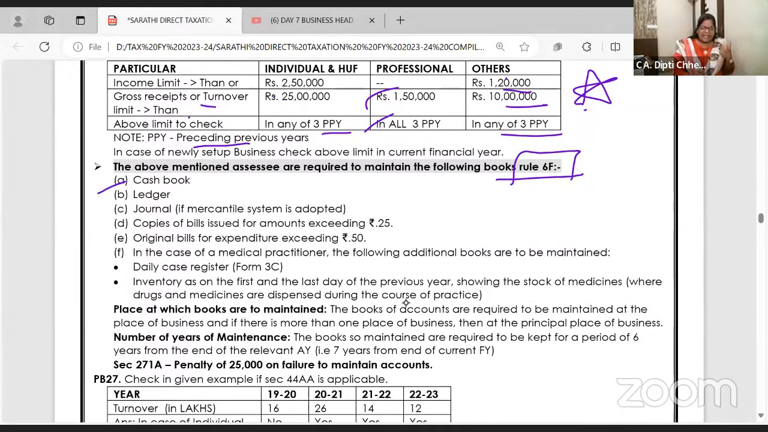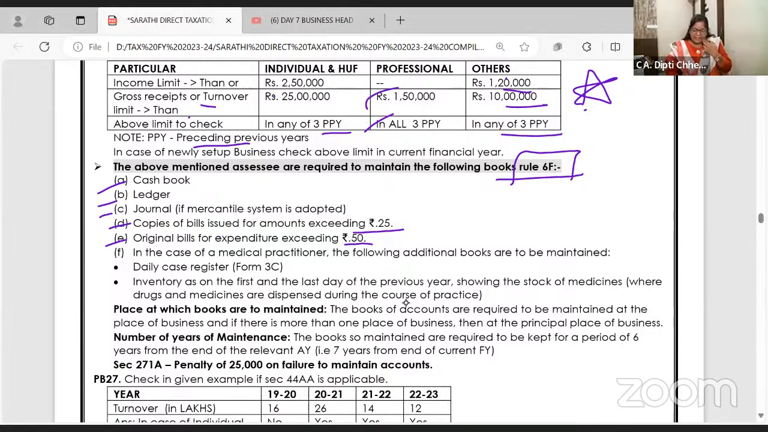You have to maintain the cash book. You have to maintain the ledger. You have to maintain the journal where you write journal entries. Copies of the bills issued for amount exceeding 25, original bills. Whenever, see, so many times we say to the Xerox wale ko bhi theek hai, abhi ek book mein likho, but ek week ka whatever it is, give me a bill. So for whatever Xeroxes and expenditures you're doing above 50, you should have the bill, right?